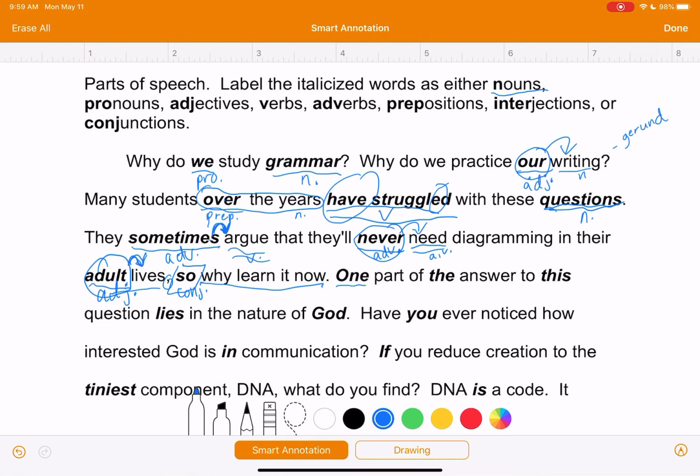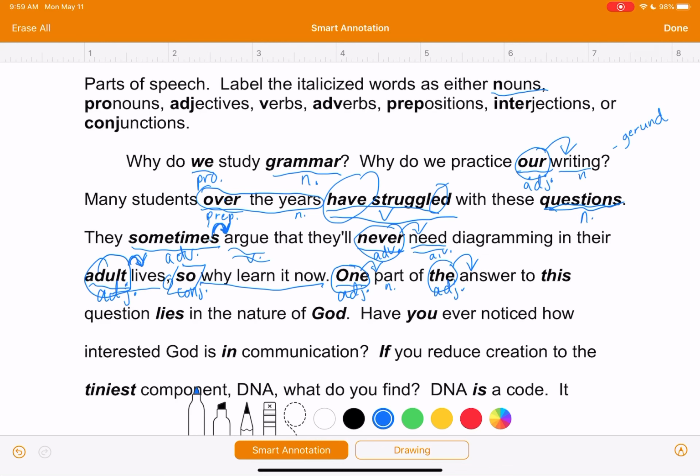Here we have the number one part. One could be a pronoun, but in this case, since it's describing the noun next to it, it is an adjective, one part. Which part? One part. Or how many parts? One part. Okay, the word the is an article, a definite article. A, an, and the are the three articles. All articles are always adjectives, and it's modifying the noun next to it, answer.